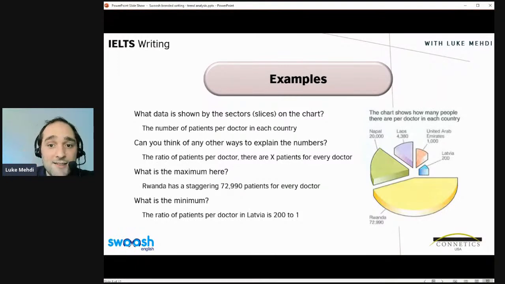Rwanda has a staggering 72,990 patients for every doctor. Staggering, a huge number for each doctor. What is the minimum? The ratio of patients per doctor in Latvia is 200 to 1. So ratio 200 patients to 1 doctor. Good, everyone.